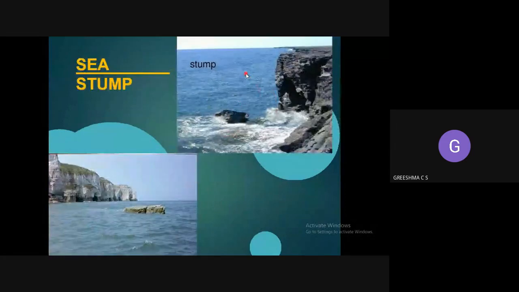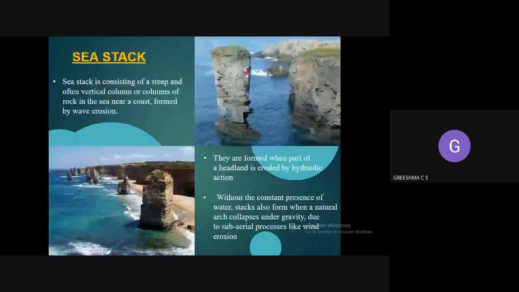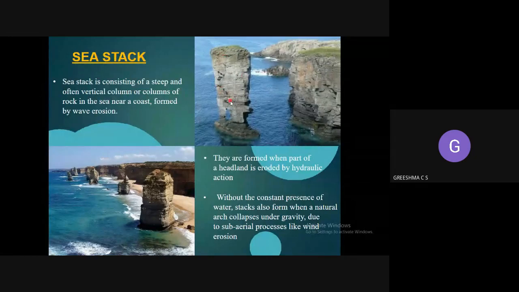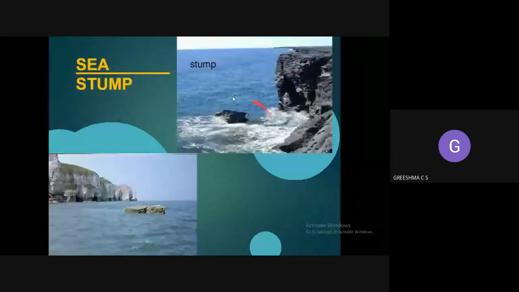So before it was like this. It was like a sea stack. But again, what is happening? The wave is continuously striking on this rock. The wave action is not stopping, right? So the wave is continuously striking, and what will happen again? The erosion will occur. Here again the erosion, disintegration, everything will occur, and this rock mass will again disintegrate and form a formation like this. That is a sea stump. This is a sea stump. See this picture.